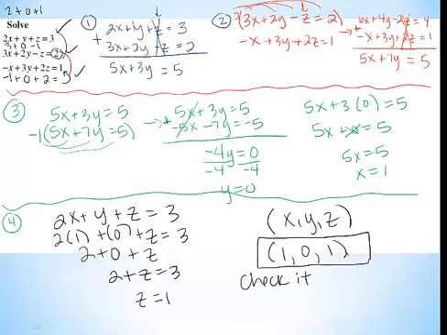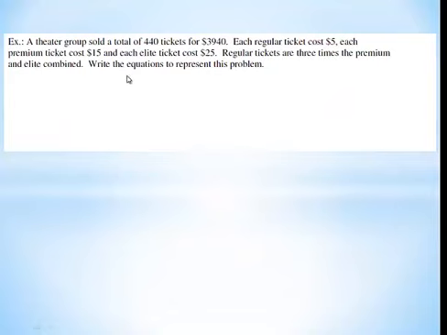and so now we know that this is the correct ordered triple. All right, and this one, they're just asking us to write the equations. They're not asking us to solve them. You can solve them the way we just did that last problem. But we're just going to write the equations. So go through and read the problem just like we did all those story problems and figure out what it is that we're even talking about.